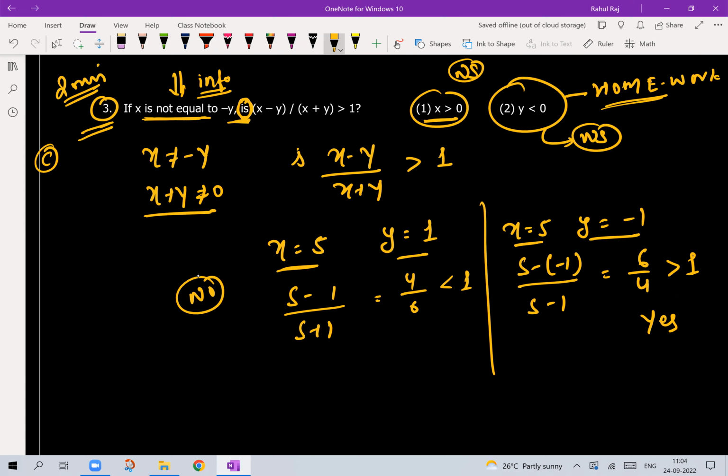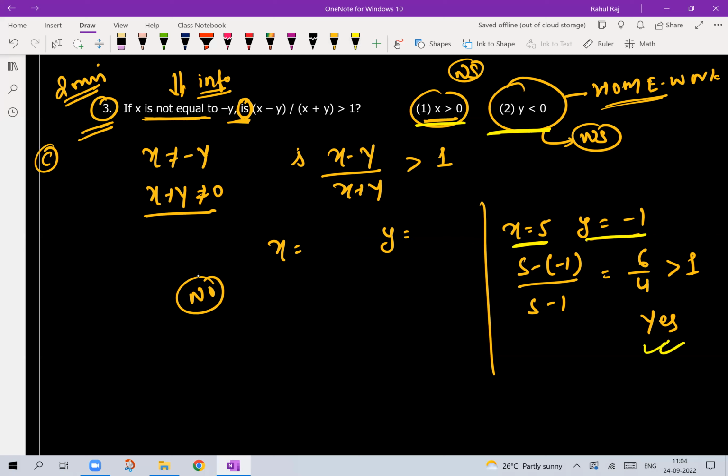Now I'm trying to combine. In the combination part, what has happened? Now when you combine it, you 100% know that x is greater than 0. You 100% know y is less than 0. There's a yes situation already over here. x is equal to 5, y is equal to minus 1. I have 6 by 4 greater than 1, yes situation. How do you get a no situation? Can you please tell me what the values are?